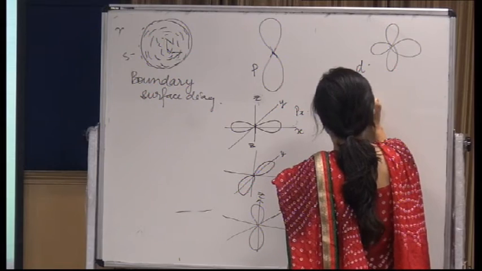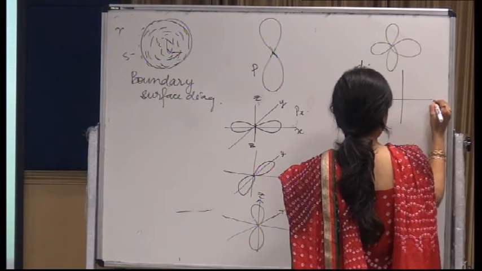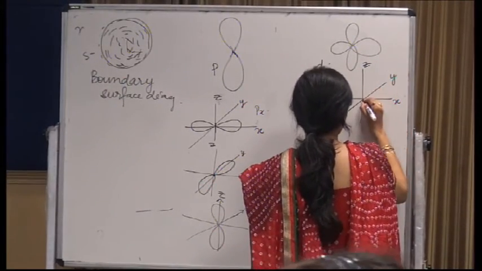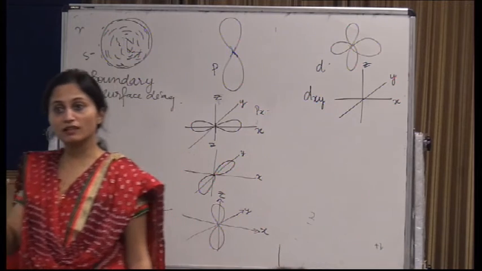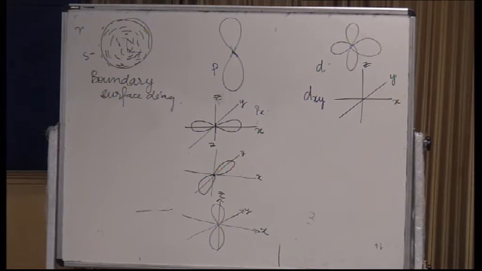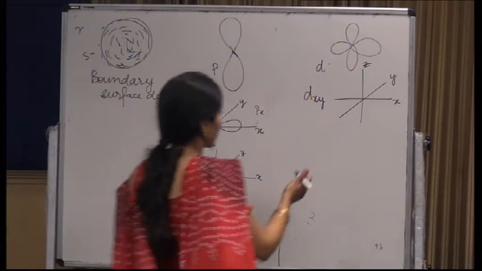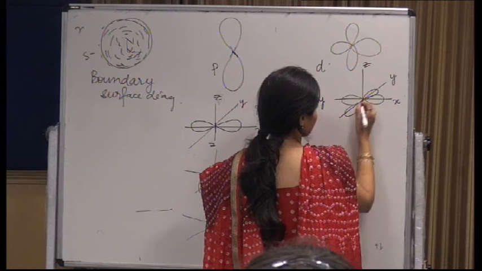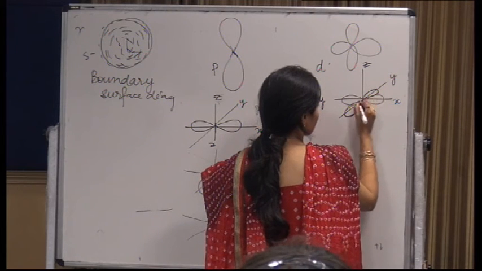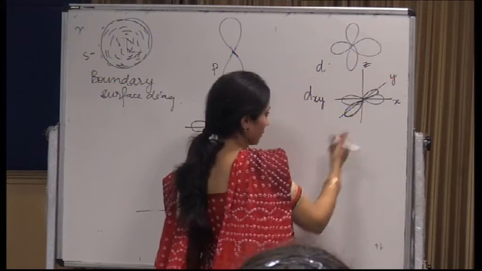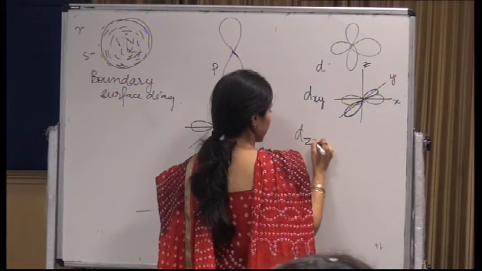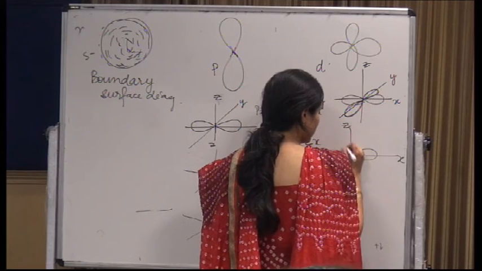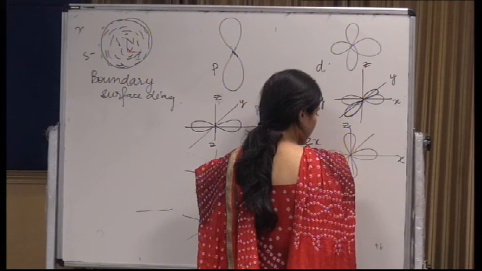Now dxy, you have x, you have y and you have z. Alright, so again dxy means it's a double dumbbell, one dumbbell along x and the other dumbbell along y. Okay, just make it properly. I'll make dzx clearly. You have x here, you have z here, and you have y here.